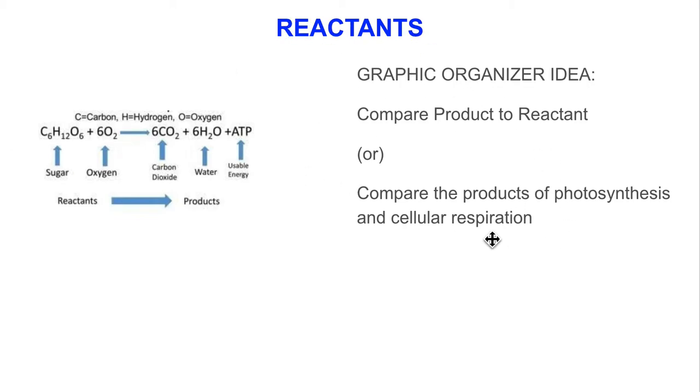Good graphic organizer, what I would do is this one, compare the products of photosynthesis and cellular respiration, or if you already did that, compare product to reactant. So this one right here, it starts with sugar, so I know this is going to be cellular respiration because we eat sugar, we breathe oxygen, and then we produce ATP, carbon dioxide, and water.